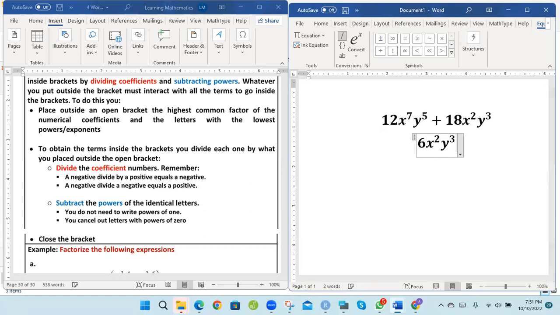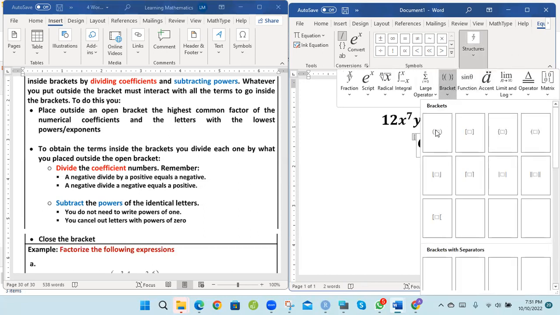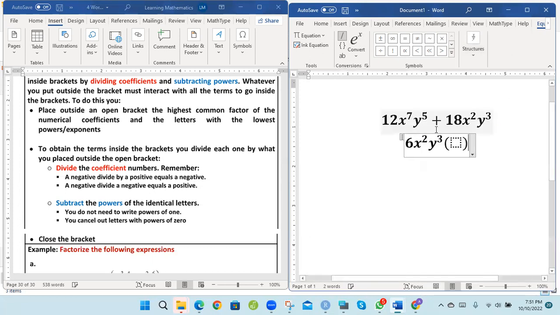So just for typing sake, I'm going to close the bracket. All right, because we're ready now to put stuff inside of the bracket. We have to divide. That's one way of doing it. I'm going to take this, put this there, put the plus, and put that there also, the 18x squared y cubed.